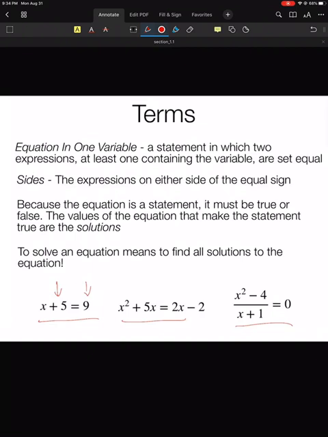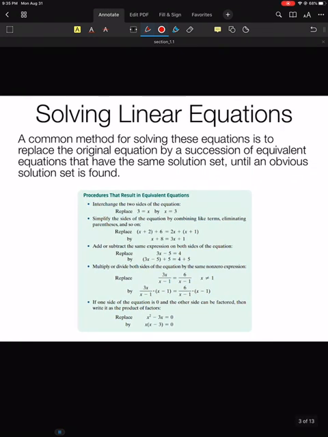Because the equation is a statement, it must be either true or false. The values of the equation that make the statement true are called the solutions. Okay, so these are very important, and I'm often going to refer to finding the solutions of the equation by saying solve the equation. So when I say solve the equation, what I want to do is find all of the solutions to said equation. Okay, so we'll see examples of this shortly, if that doesn't make sense.